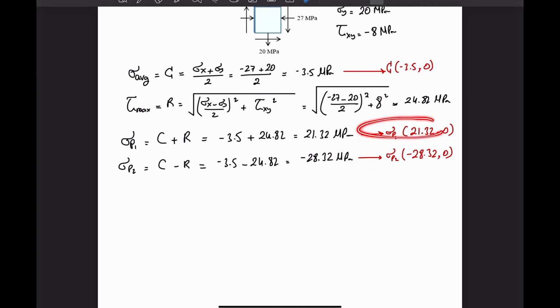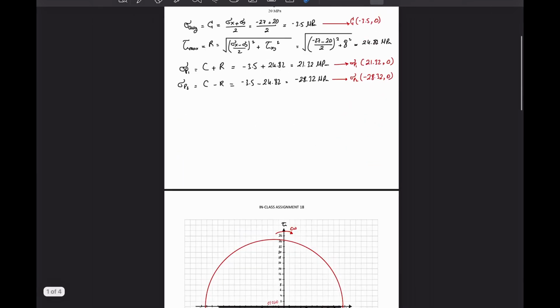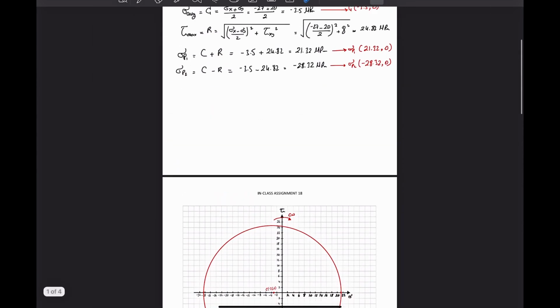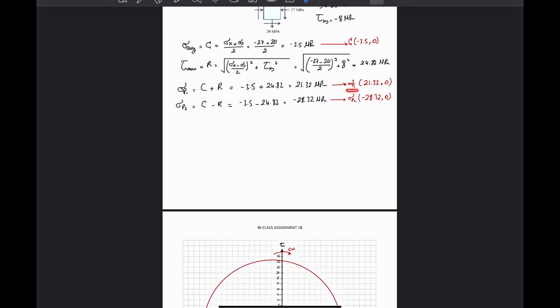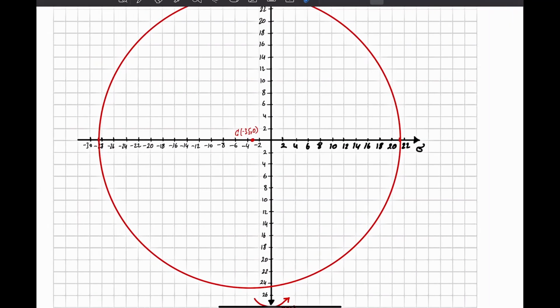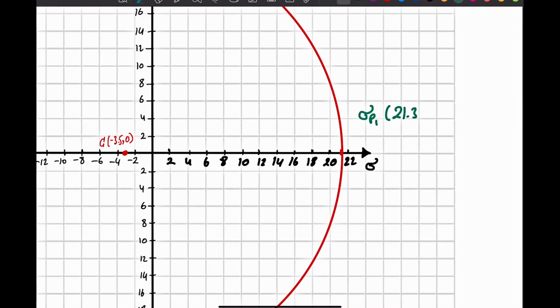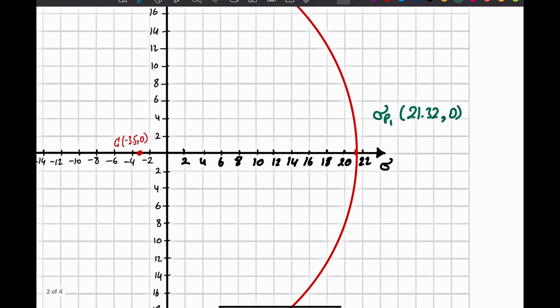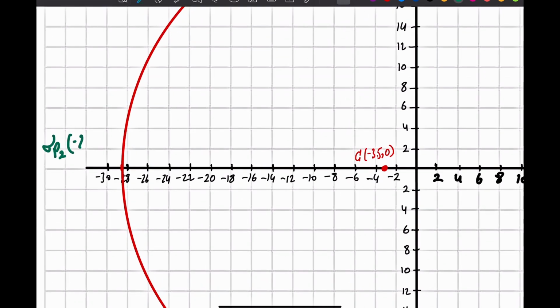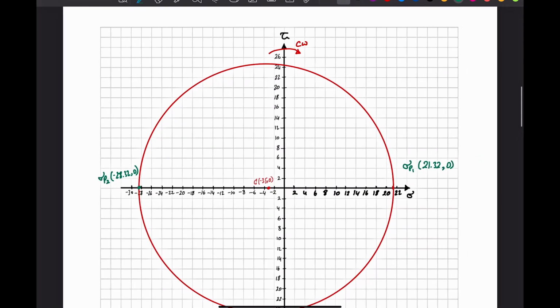So if I know the boundaries, and if I know where the circle is, which is here, the center of the circle, and I know the radius, I can draw the circle, which is what I did here. So what I did here, I basically calculated P1 and P2 to know where the boundaries of my circles are. So here is P1, which is equal to 21.32 and 0. Sigma P2 here is equal to minus 28.32 and 0. So now I knew the boundaries of my circle.